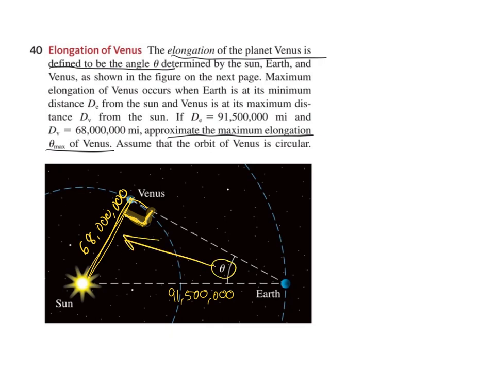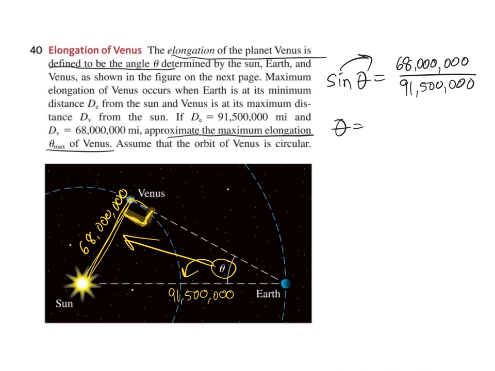We have the opposite leg and the hypotenuse, so we're going to use the sine. The sine of theta is equal to the opposite leg, 68 million, divided by 91,500,000. To get theta, you have to do the arc sine of those numbers. I'm not going to write them again, so put them in your calculator. 68 million divided by 91,500,000 is 0.743169. We take the arc sine of that number, and you get 48 degrees.